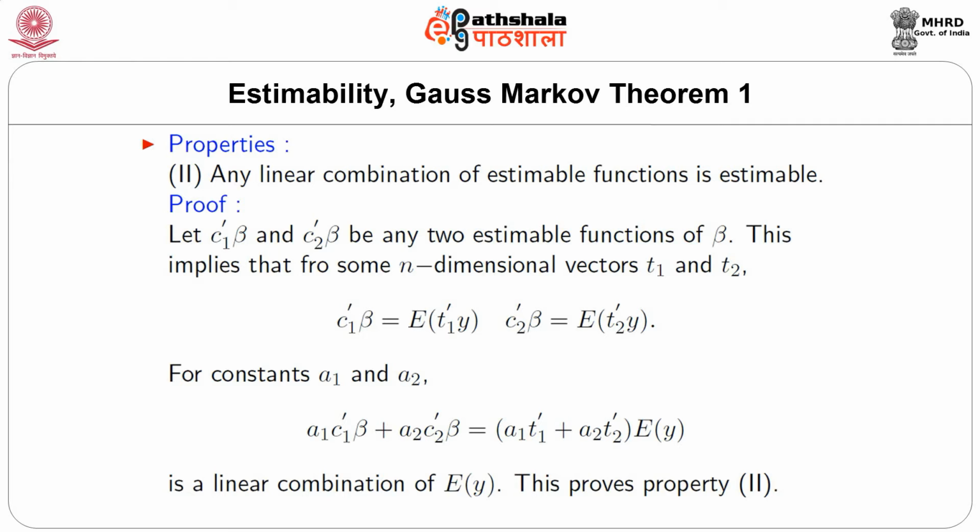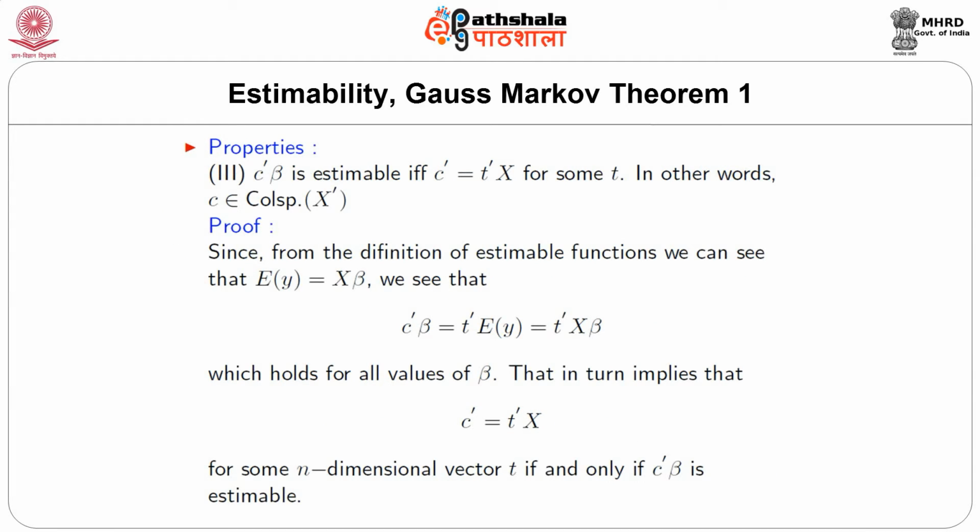The fourth property goes like this: C prime beta is estimable if and only if C prime equals C prime H, where H is X prime X G inverse X prime X. The proof is the following. The property 3 that we proved just now gave us a necessary and sufficient condition for estimability in terms of C transpose equals C transpose H.